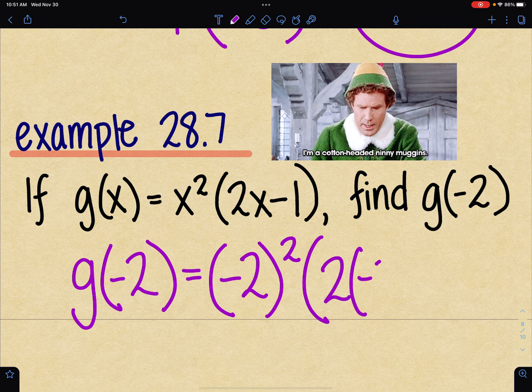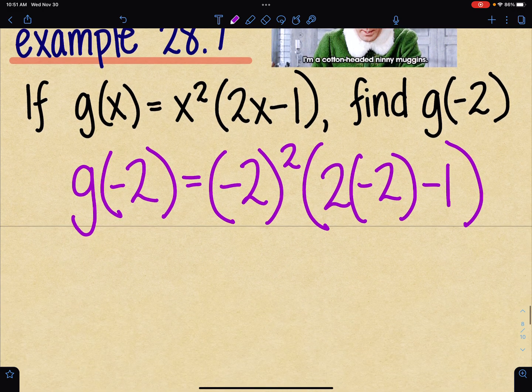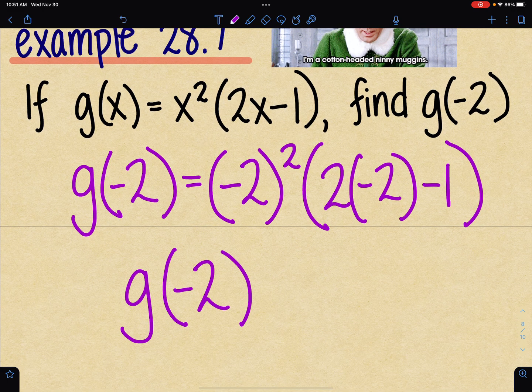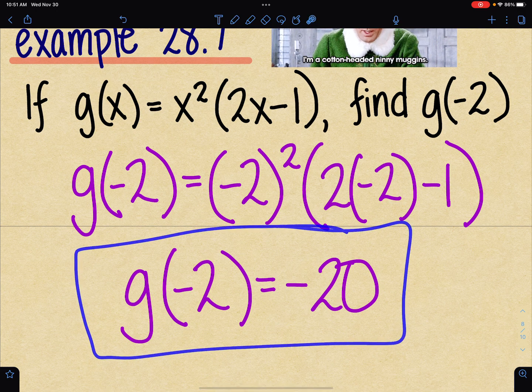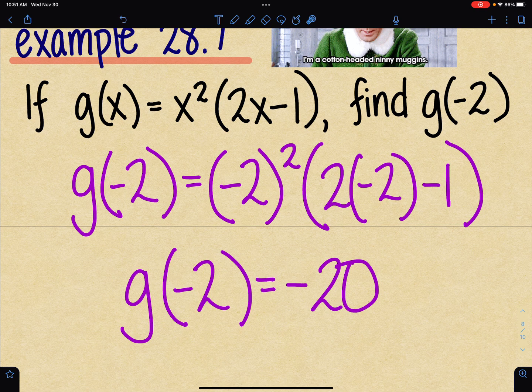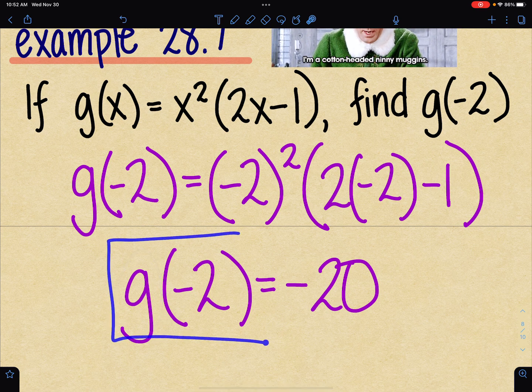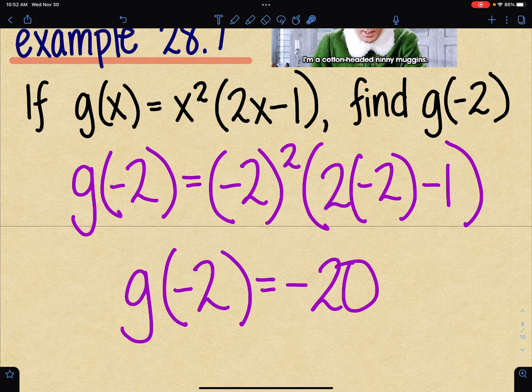And you can see that this is exactly the same as the previous problem. But instead of the answer that I got before, I'm going to write g of negative 2 is equal to negative 20, because we already did that math. But this is how you would write it. G of negative 2 is equal to negative 20. It's tricky, right? Because it looks like you might need to solve for g, but that's not what this means. This means I'm putting negative 2 into that function of g.